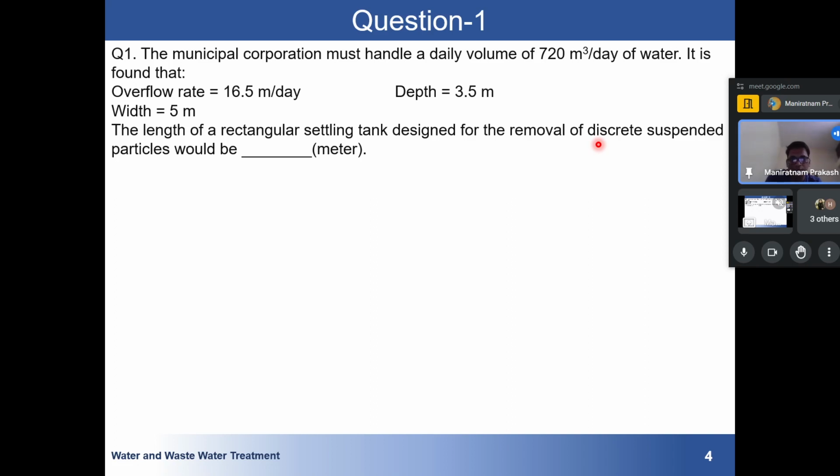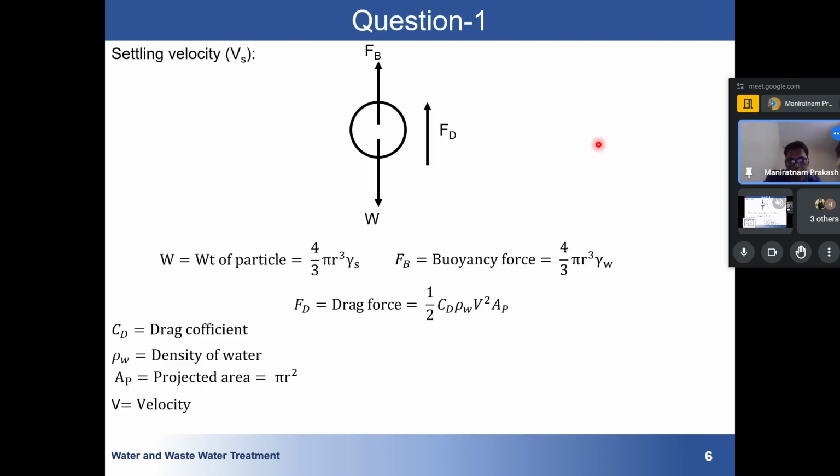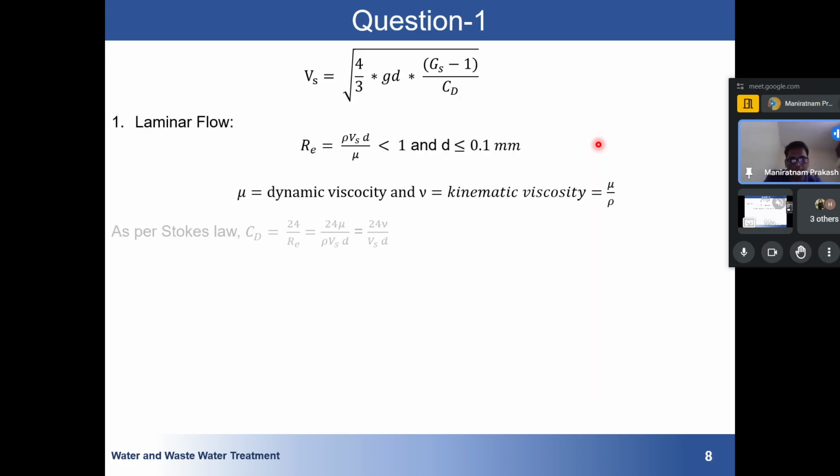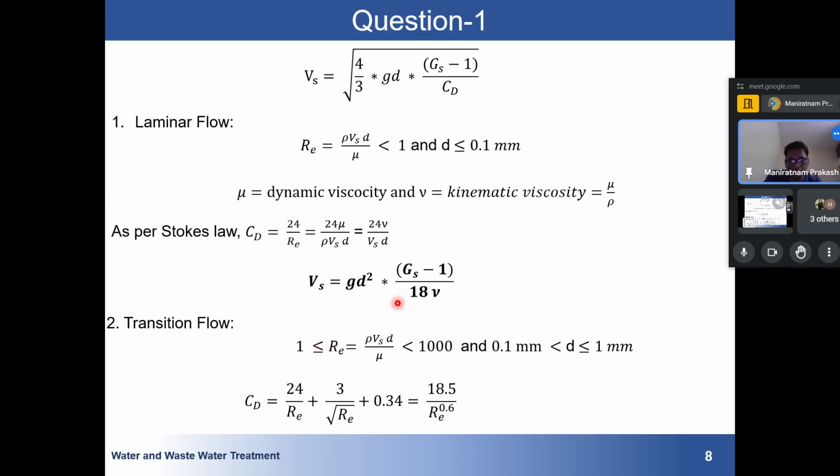And we know that for a discrete particle we will use Stokes law, and the formula which will be used is given by this term: Vs equal to 1 by 18 g d_s square into (G_s minus 1) divided by the kinematic viscosity.